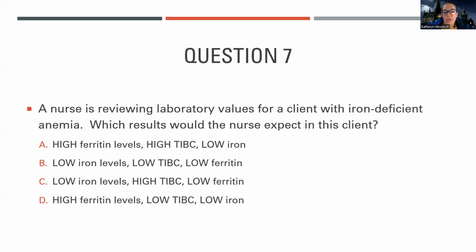So the correct answer here is going to be C, because we have low iron, because we are deficient in that. We have low ferritin because we don't have a lot of storage of iron, since my iron levels are low. But we have tons of iron parking spaces, or places for iron to bind, because they're not being used since there's not a lot of iron. So C is the correct answer.